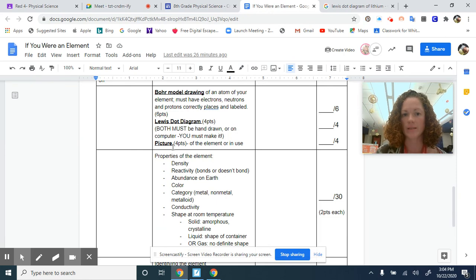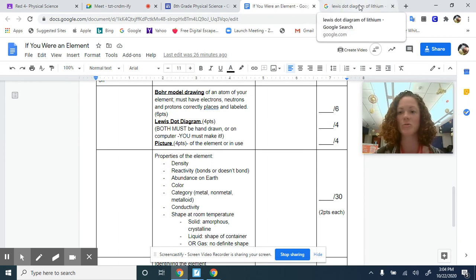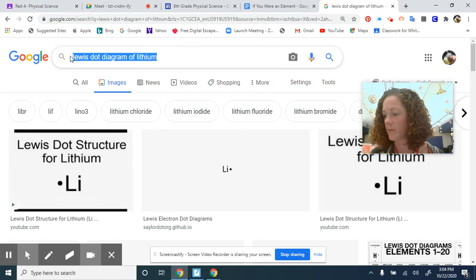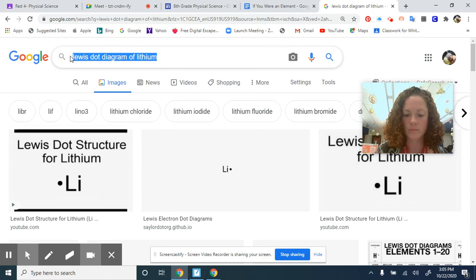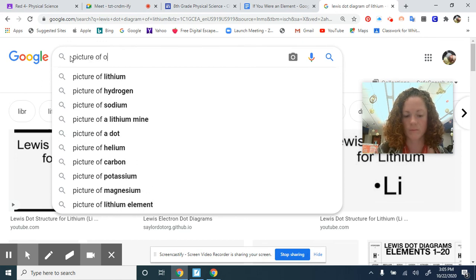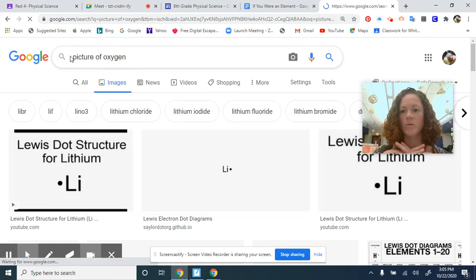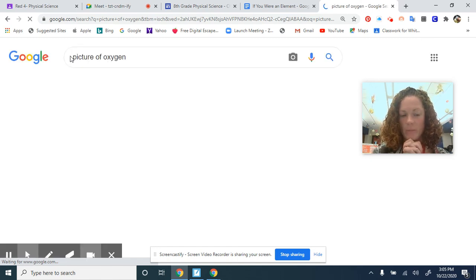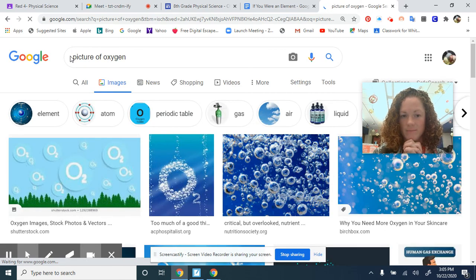All right, the next one that we had to do is a picture. So either the picture of the element or a picture of the element in use. If you're doing a gas, you can't draw a picture of a gas. It's clear. So you need to find a use of it. So for example, we just did oxygen. So you want to start thinking, what are some things that we use oxygen for? We breathe it. So that would be one way that we could represent it. We could have a person just smelling.